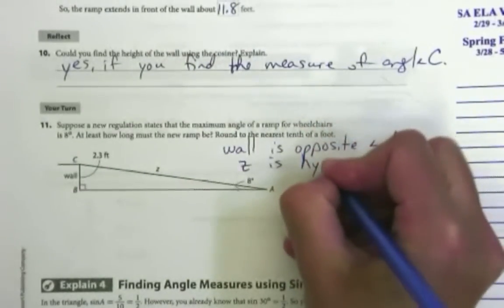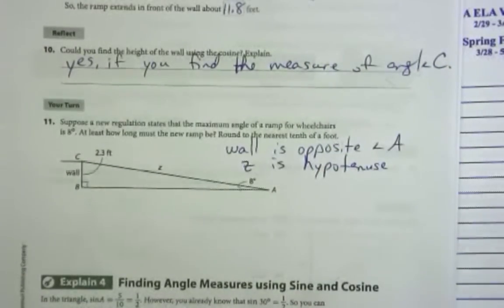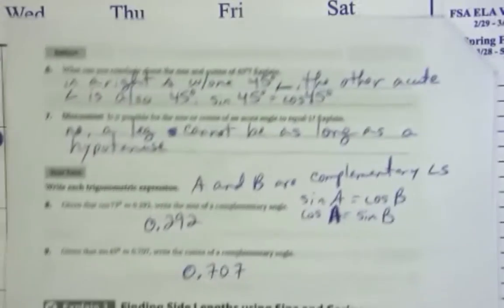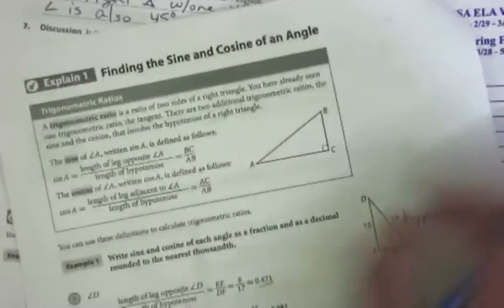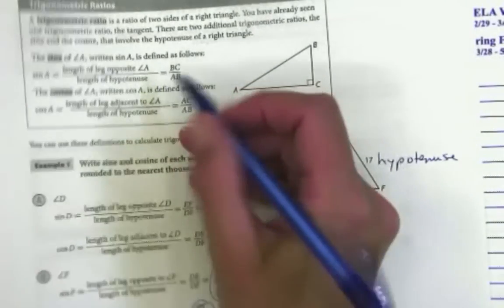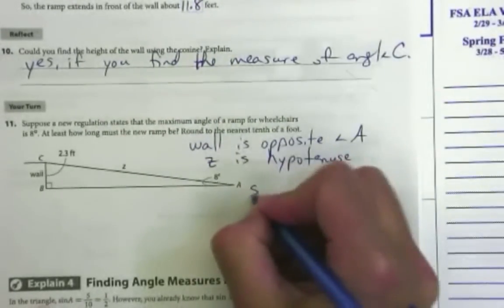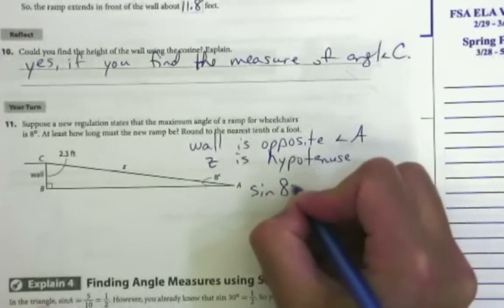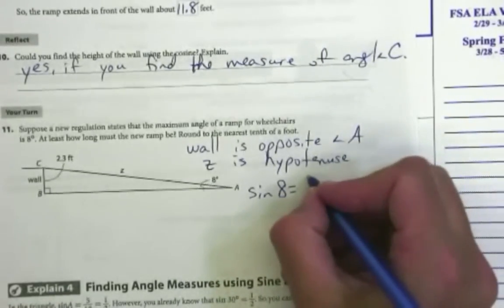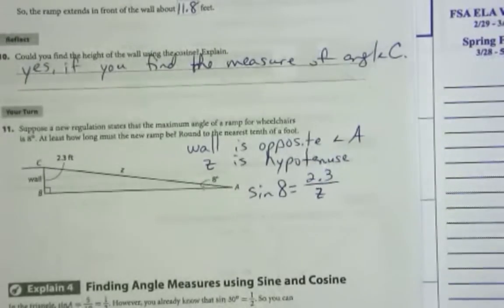Z is the hypotenuse. And eventually you're going to memorize these ratios, but for now, maybe you refer back and look here and say, okay, which one uses opposite and hypotenuse? And that's sine. So we come back to the problem that we're solving and we set up our equation. Sine of 8 equals opposite, which is 2.3, over hypotenuse.